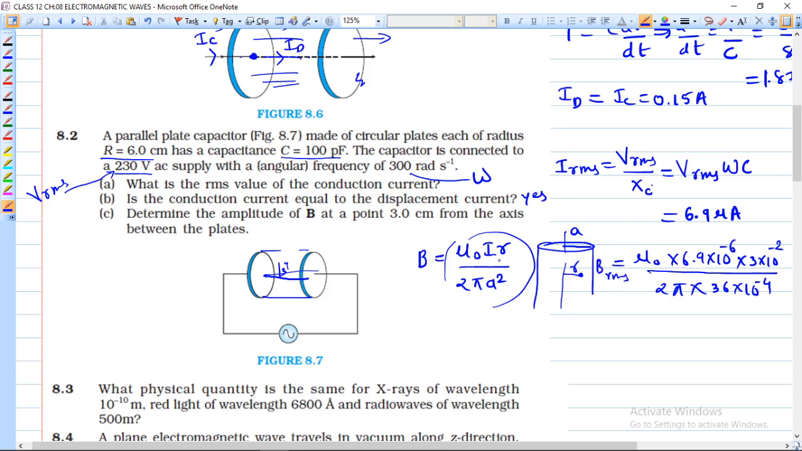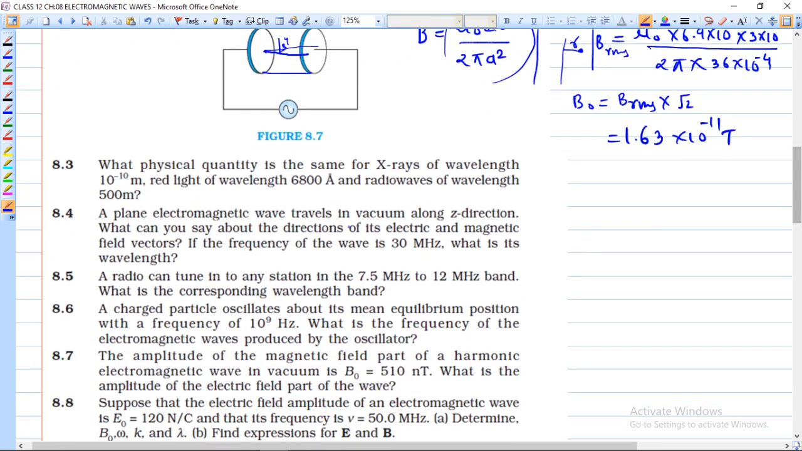But if you want to find out B0, then B0 will be equal to what? BRMS into root 2. So simply whatever value is given here, just multiply it with root 2. Then you will get the value of B0, and its value is 1.63 into 10 raised to minus 11 Tesla. See, magnetic field is always much less.